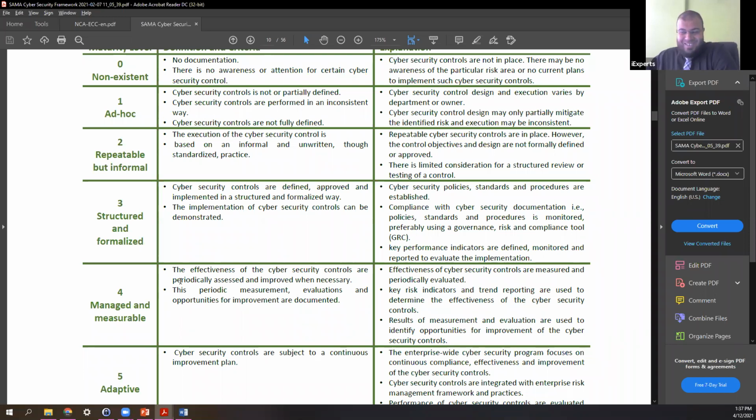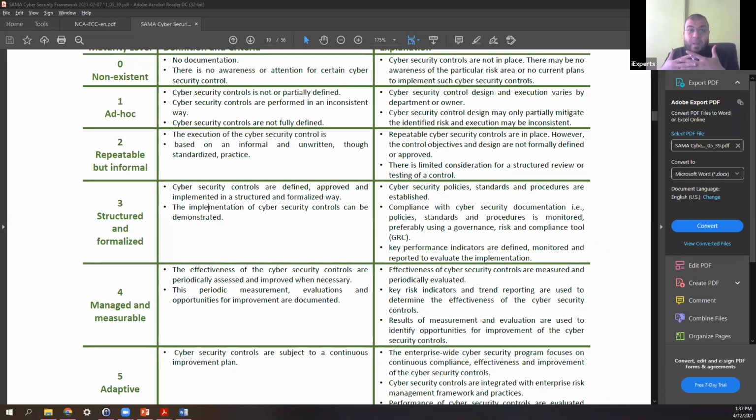Level number 3, structured and formalized. Yes, I have clear cybersecurity controls defined, approved by the upper management, implemented in a structured and formalized way, taking place, achieving its objectives, and everything is good. I see GRC, I see compliance. But level 4, fine, and this is the big difference between level 3 and level 4.